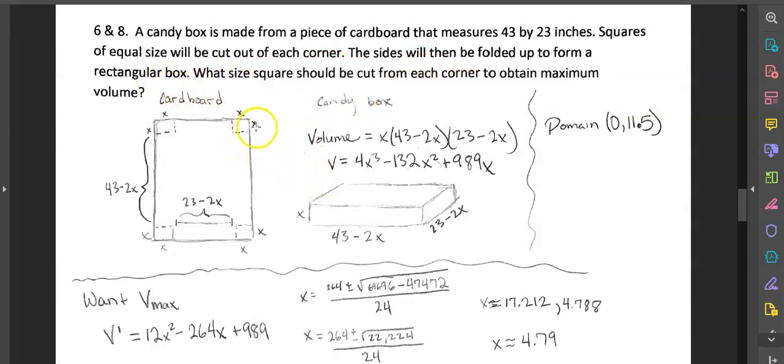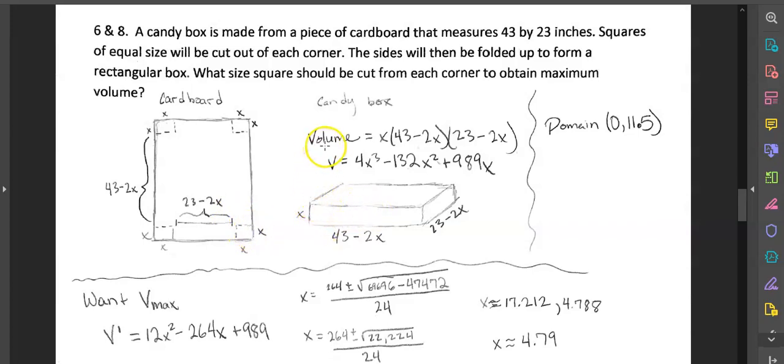So once you cut these squares out, then you can fold your cardboard. You fold up the sides that are X distance long, and you end up with this shape. So notice that if you started out with 43 inches on this side, because you're cutting out a distance of X at the top and the bottom, that's why it's 43 minus 2X. And then the same thing with the distance going across. It was 23 inches, but because you're cutting out those X's, it ends up being 23 minus 2X inches. And then the height is still X because you're just folding this side up, and it's going to be a distance of X once it's folded up.